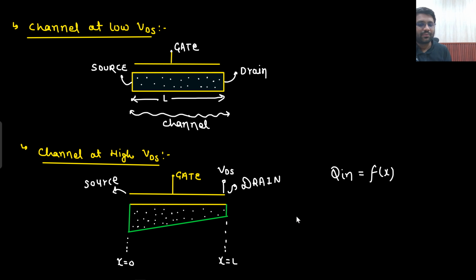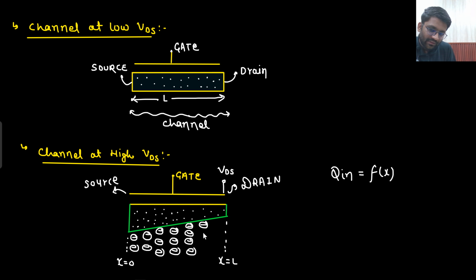Is that understandable to you? From x equals 0 to x equals L, your inversion charge is getting less, or you can say depletion charge is increasing. Here depletion charge will start from here, right? But slowly as you move forward, you can see more and more depletion charge, right?